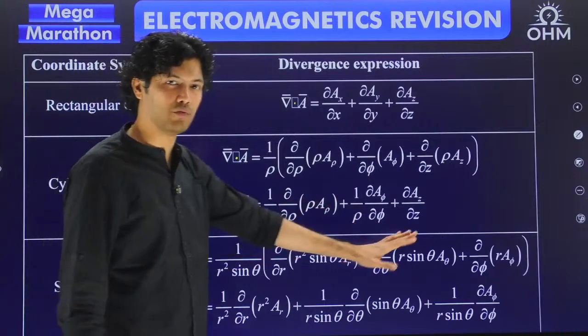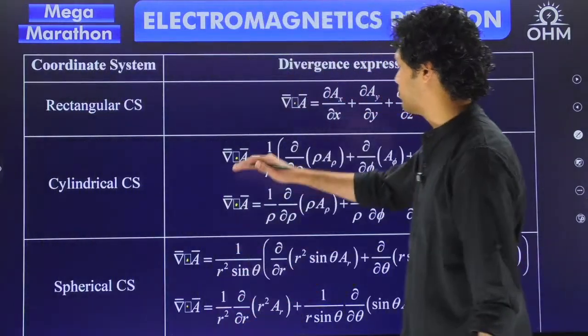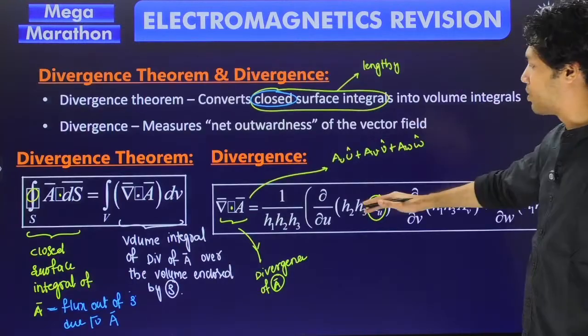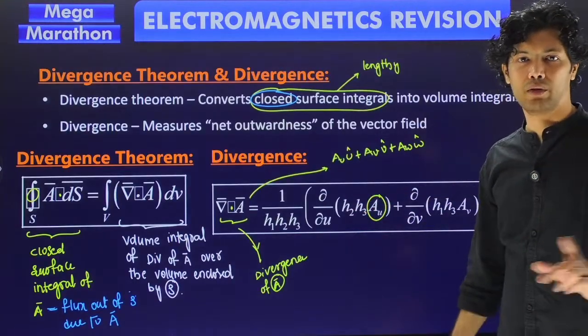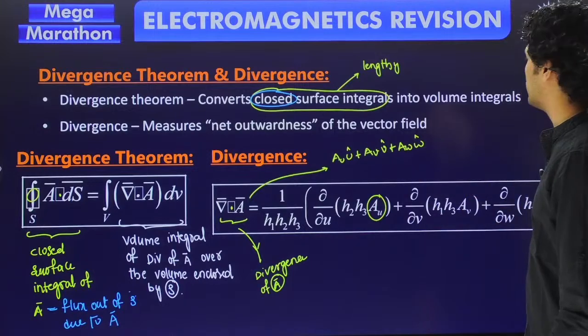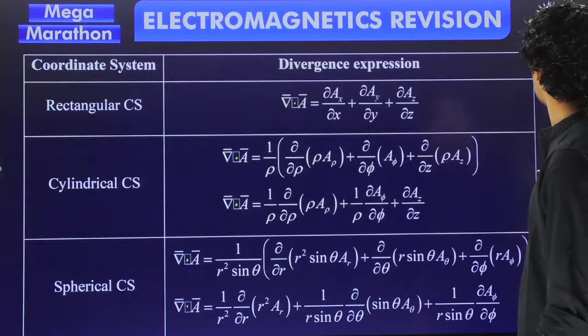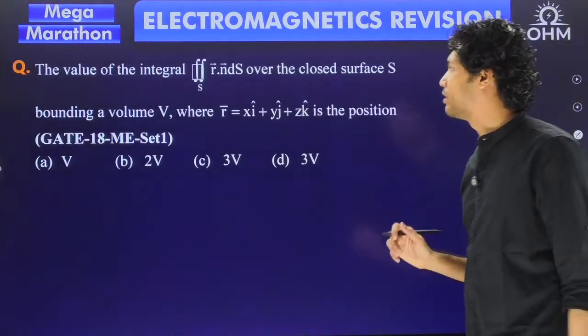So this formula now is not a big deal, because don't look at them as separate formulas. All you have to do is remember this formula and remember the scale factor table. Then getting the divergence expression in all the three coordinate systems is not a big deal for you. Yeah. So let us look at a few questions.